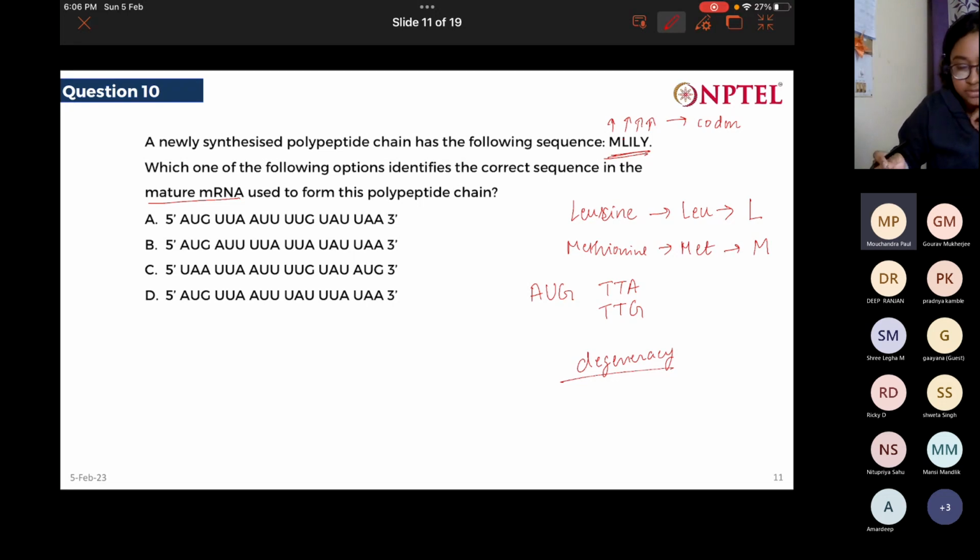I'm just arranging. Then there is isoleucine. I stands for isoleucine, and the three-letter code is ILE. It is given by three codons, right? ATT, ATC, and ATA. Correct? Here I should write T if I'm writing T everywhere.